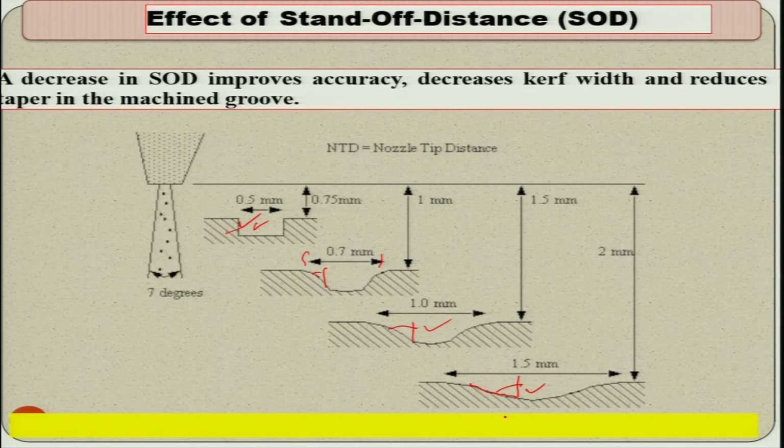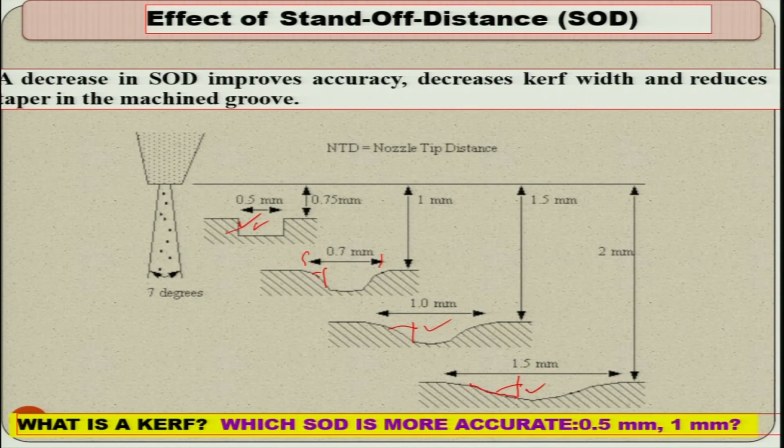So, control of stand-off distance is very important for the quality of the part or the feature being machined. So, what is kerf? That I have just shown to you. What is the kerf width? Which stand-off distance is more accurate? Normally 0.5 millimeter or 0.75 millimeter is recommended, but 1 millimeter becomes quite large, because as you can see over here, the taper is increasing and the kerf width is also increasing. So, I can also say that depending upon the accuracy you want in the feature being machined, you should decide the kerf width.